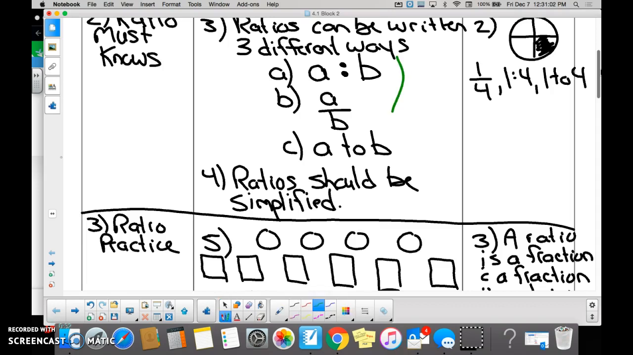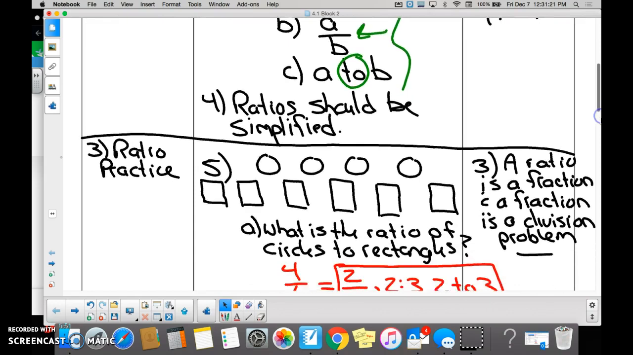Cicero. A colon. You can use a colon. A to B. You can use the word "to." And a fraction. Or you can use a fraction bar. Yes, no? Or all 3 of them doing the exact same thing. Yes. Does it even matter which one you use? No. Not unless the directions specifically tell you which one to use, you're good.